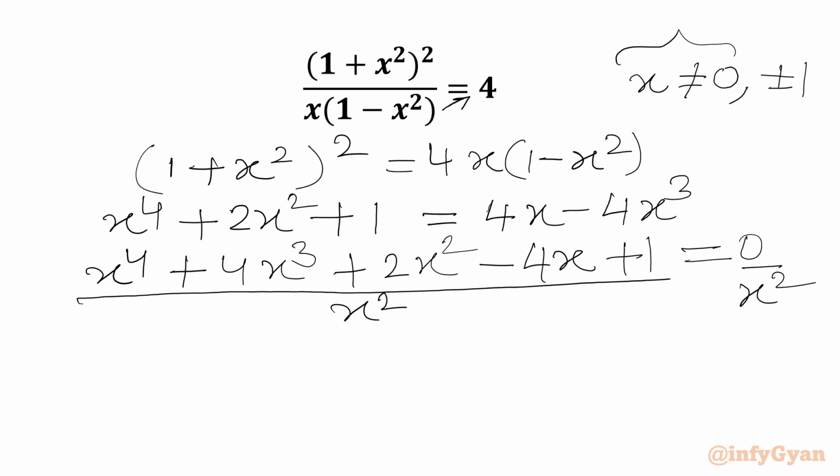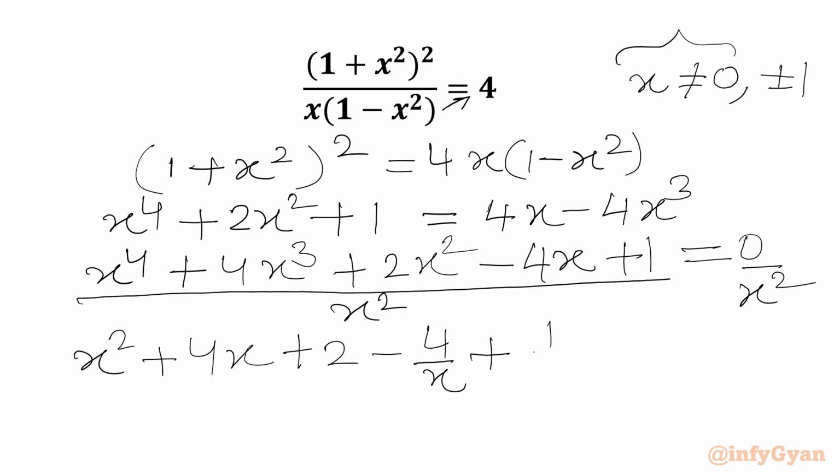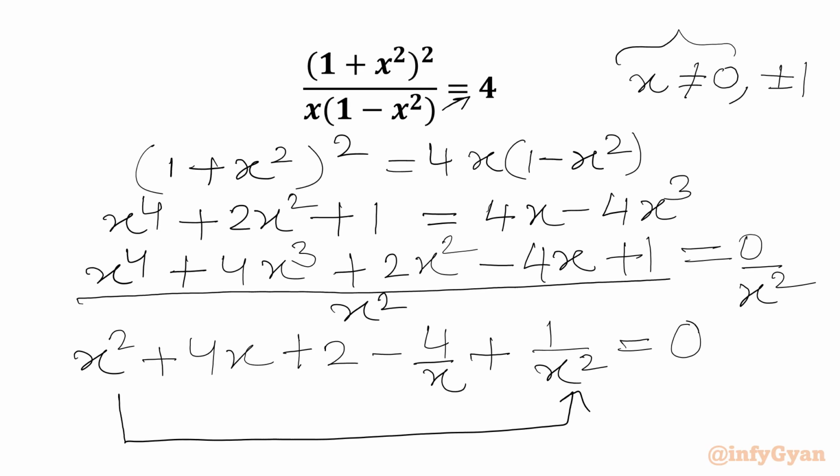Now we will divide. x power 4 over x square is x square, 4x cube over x square is 4x, 2x square over x square is 2, minus 4x over x square is minus 4 over x, and then 1 over x square is same 1 over x square. RHS will be equal to 0. Now we will consider first and last term altogether, second and second last term altogether. Then we have plus 2. RHS is 0.